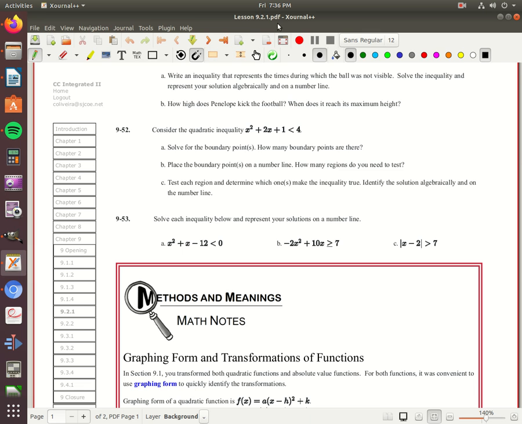Video on lesson 921. We don't always do 921, so some years we do this, some years we don't, just depending on where we're at. You can see the big thing here is that it's an inequality sign instead of an equal sign.